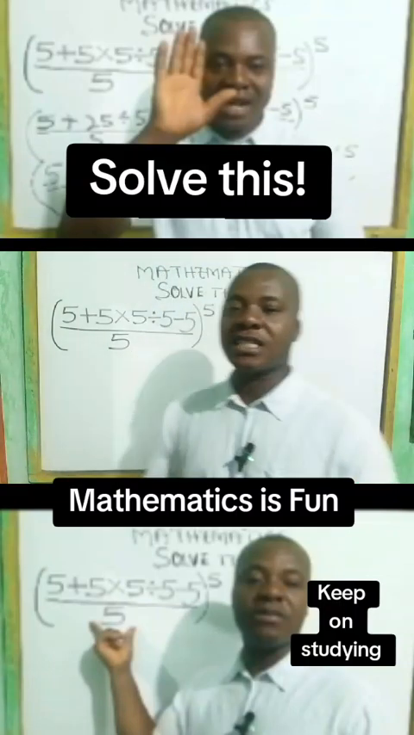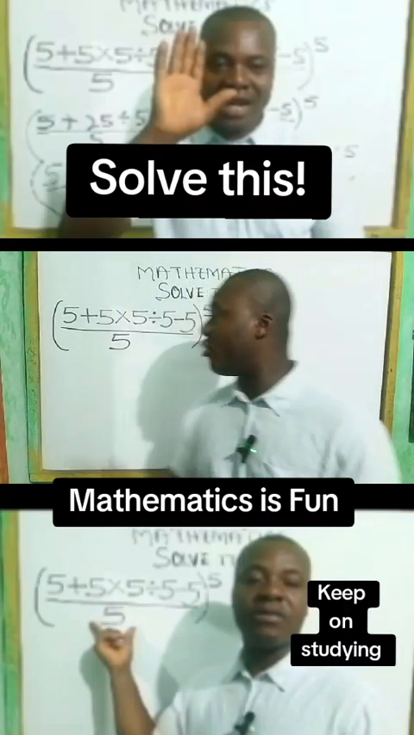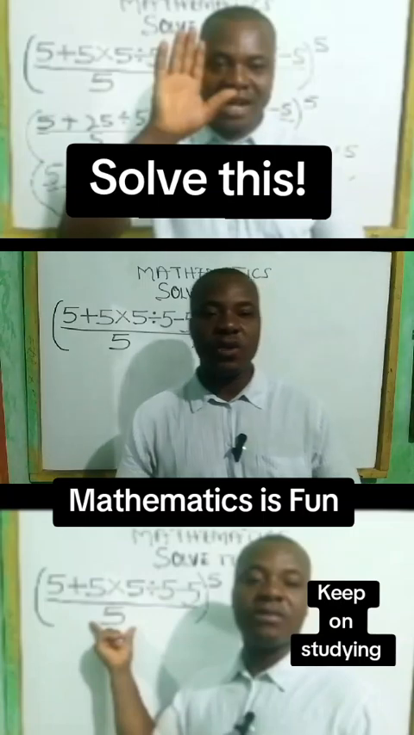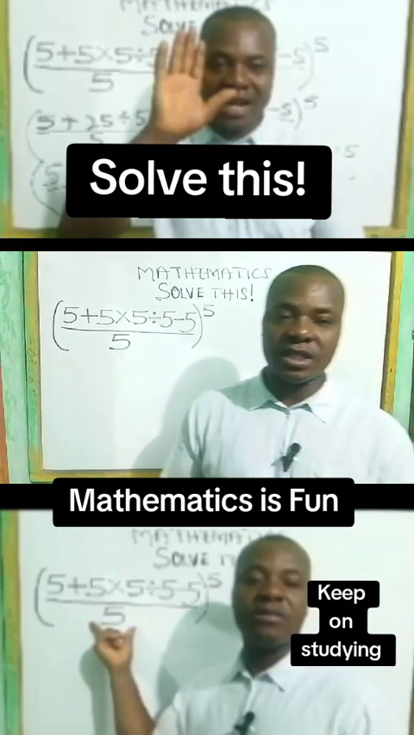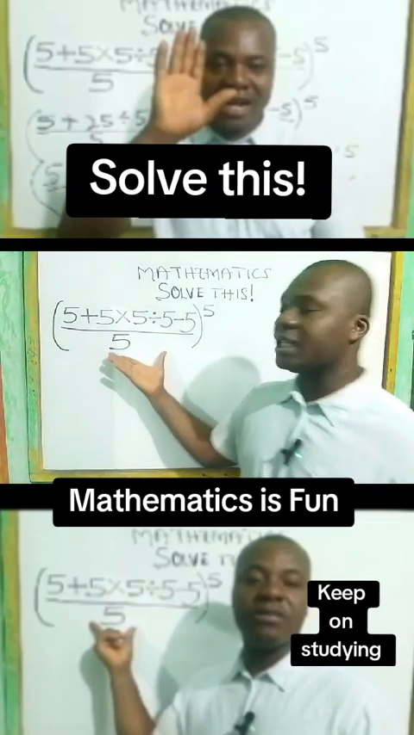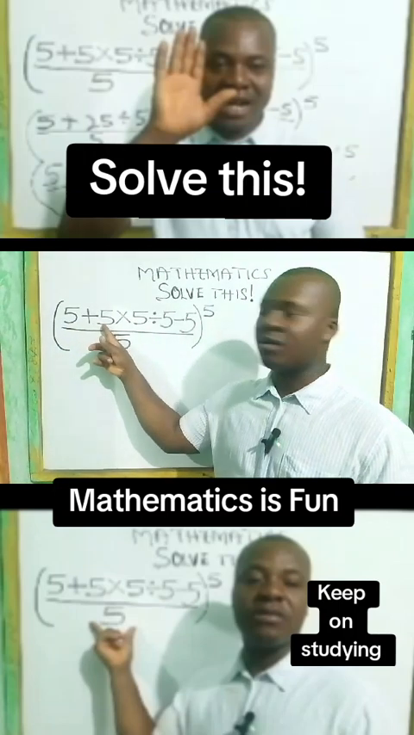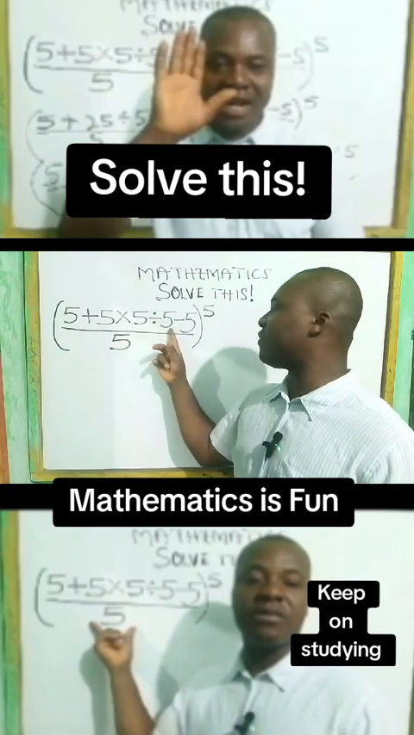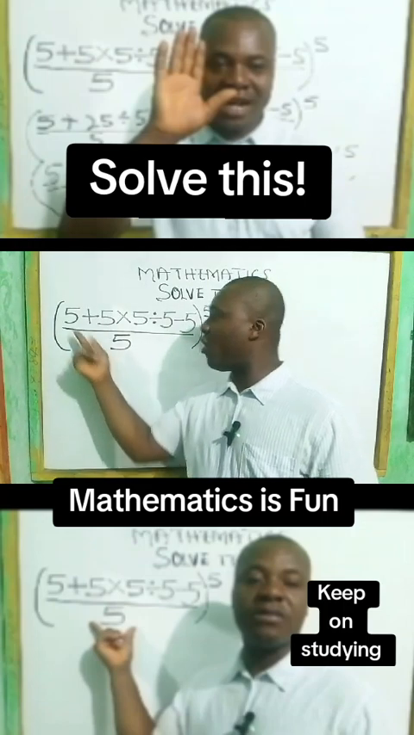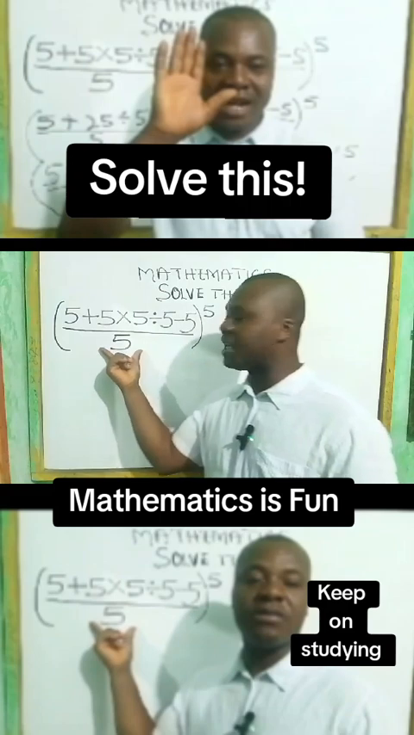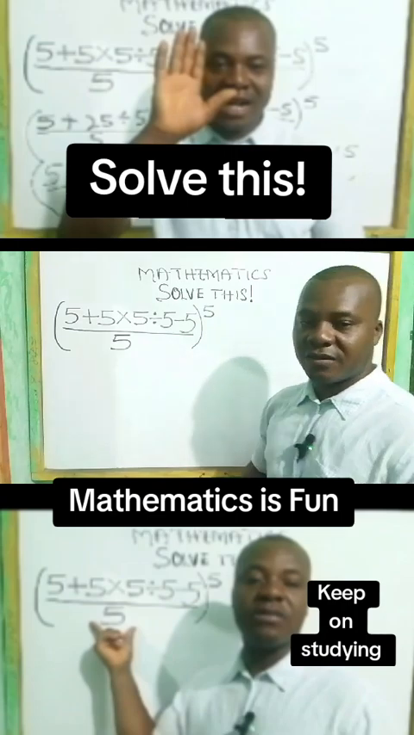In today's class, we have a math equation on the board and we are asked to solve it. When you look at this, we have bracket open 5 plus 5 times 5 divided by 5 minus 5, now all this overall divided by 5, then bracket close, power 5.